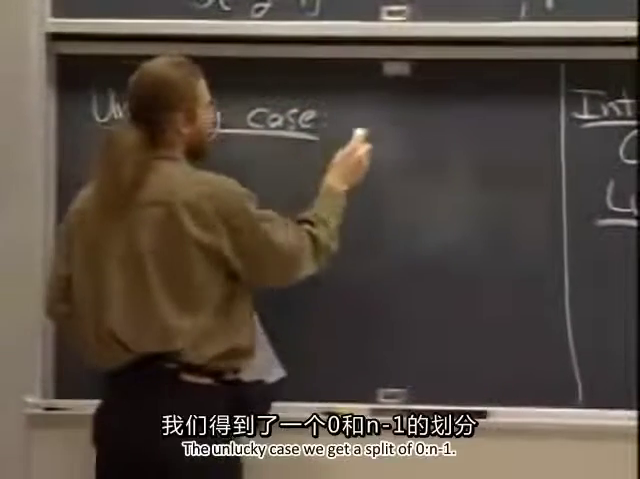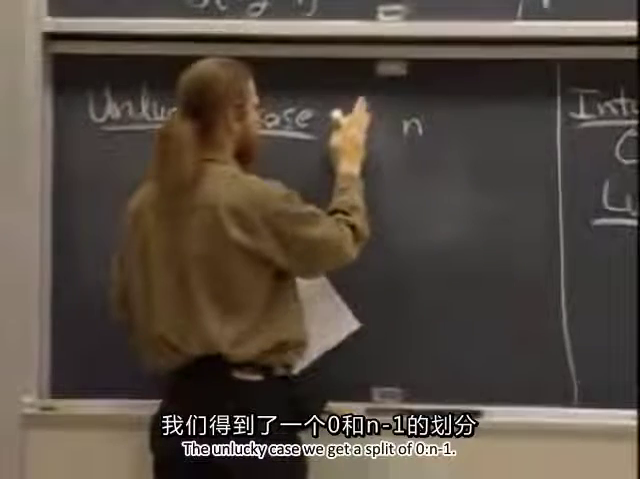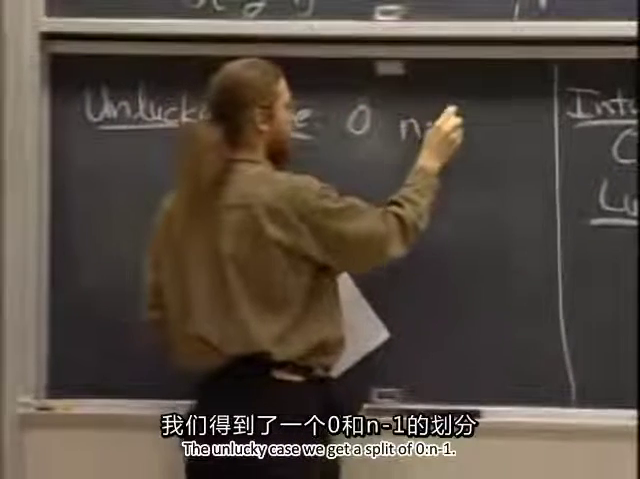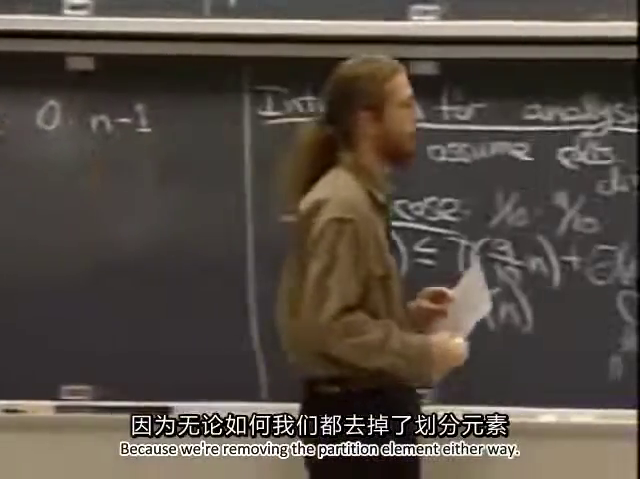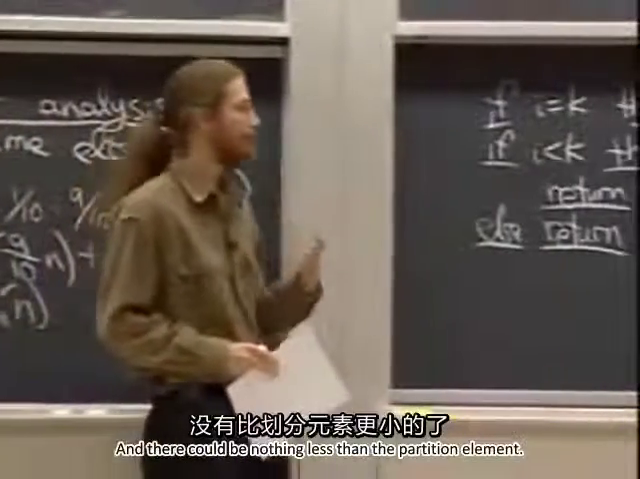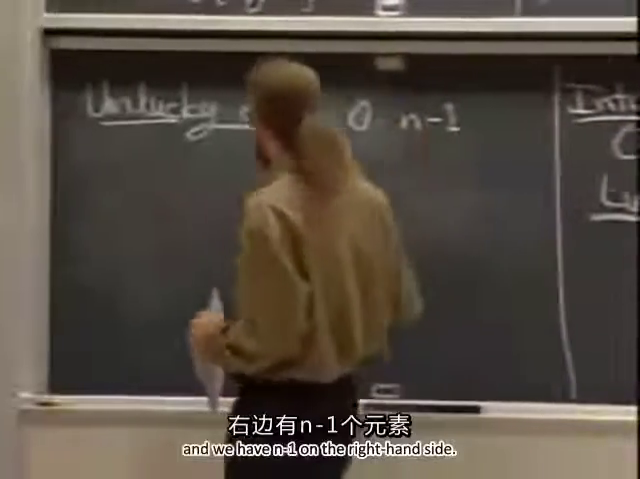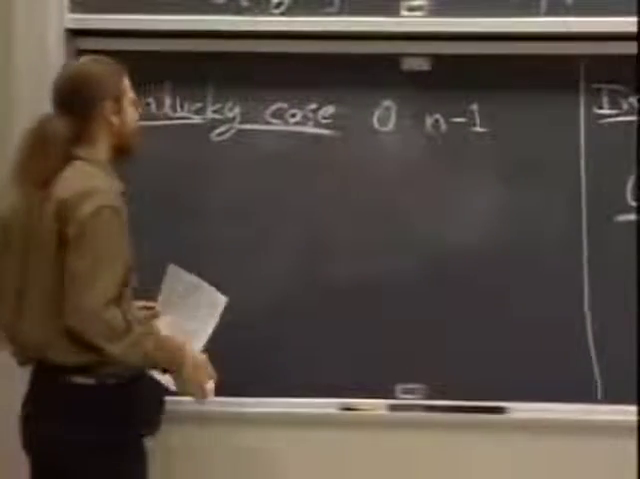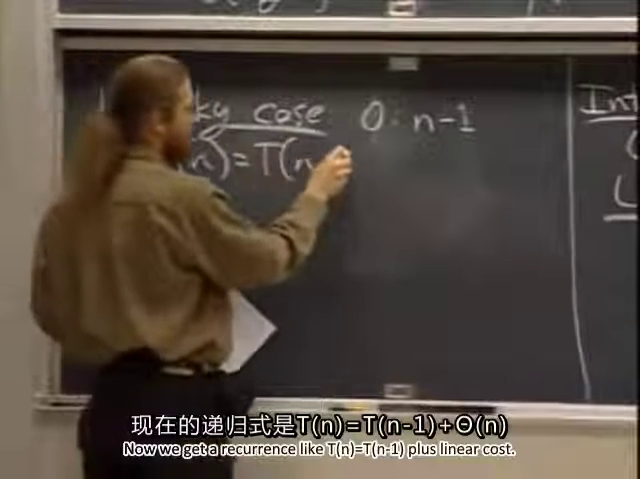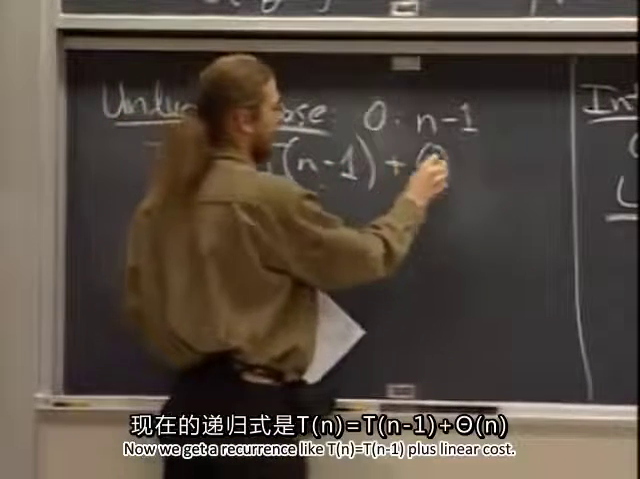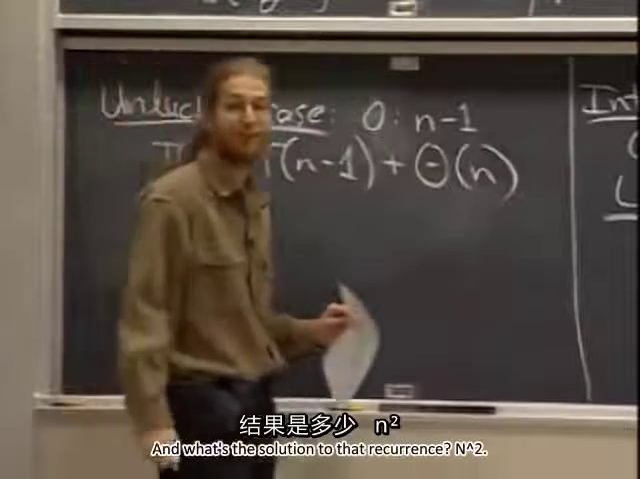So the unlucky case, we get a split of 0 to n minus 1. Because we're removing the partition element either way, and there could be nothing less than the partition element. So we have 0 on the left-hand side, and we have n minus 1 on the right-hand side. So now we get a recurrence like T of n is T of n minus 1 plus linear cost. And what's the solution to that recurrence?